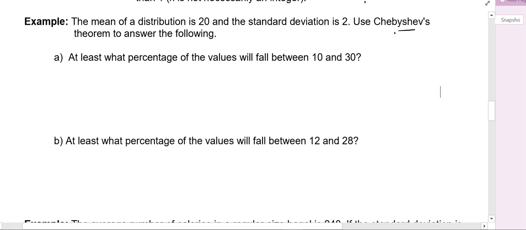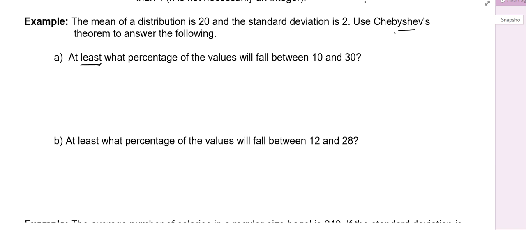All right, you are told that the mean of a distribution is 20 and the standard deviation is equal to 2. And we want to use Chebyshev's theorem to answer the following questions. What percentage, at least what? Chebyshev's is a theorem that says at least a certain percentage of data, okay? Typically, I'll just simply say what percentage of data, but it's really at least, all right? So keep that in mind. At least what percentage of data values will fall between 10 and 30?